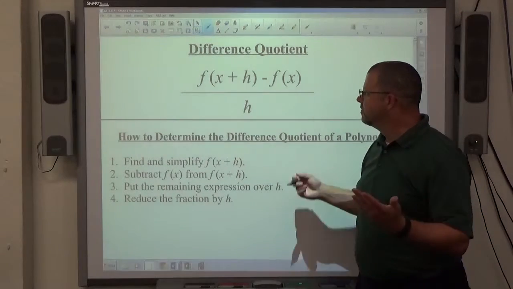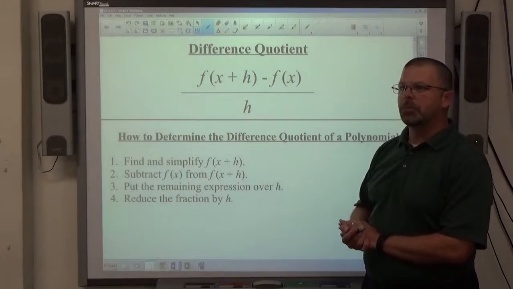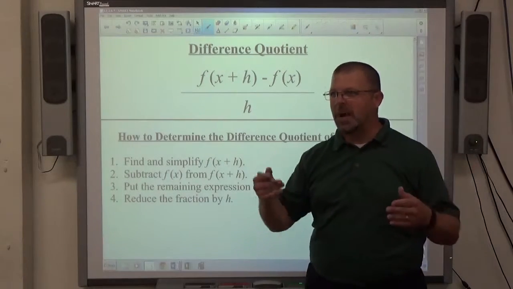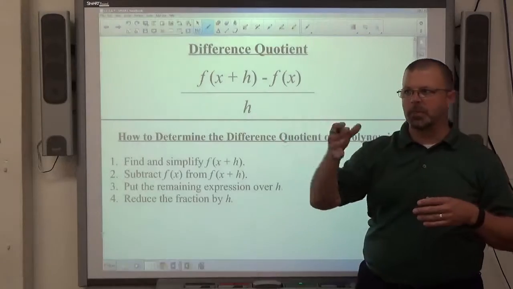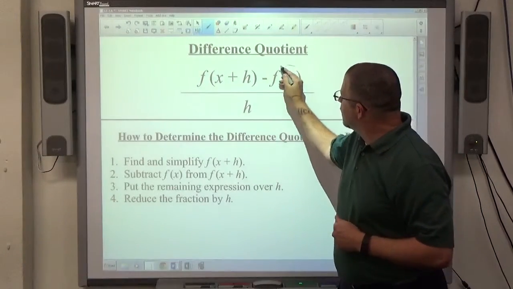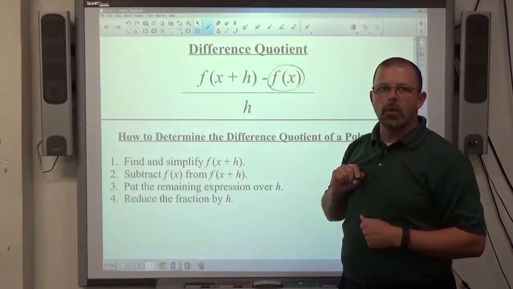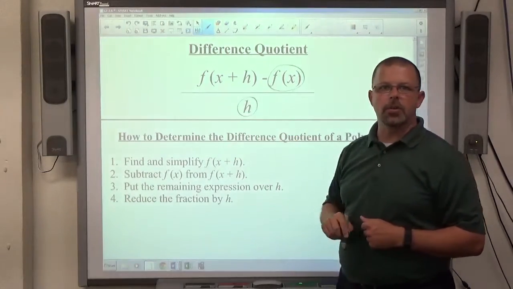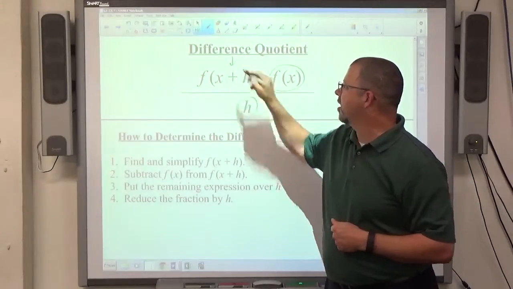It looks a little intimidating to most people, but here's what's going to happen. They're going to give you f of x. They're going to give you a function. They might say y equals instead of f of x, but just pretend it says f of x. All right? And f of x is given to you, so this right here is something you already know. H is the letter h, so you already know that also. So the only thing you don't know to begin with is f of x plus h.